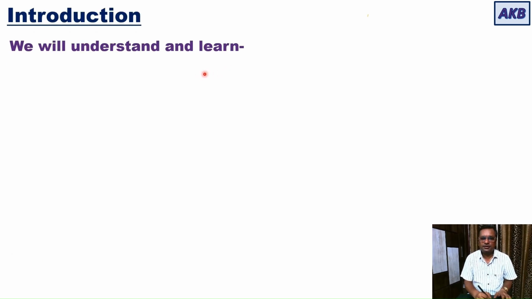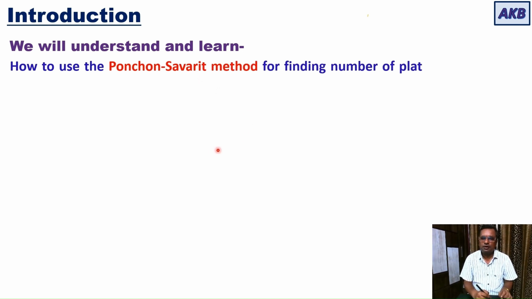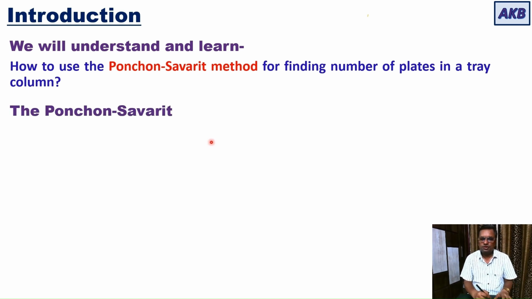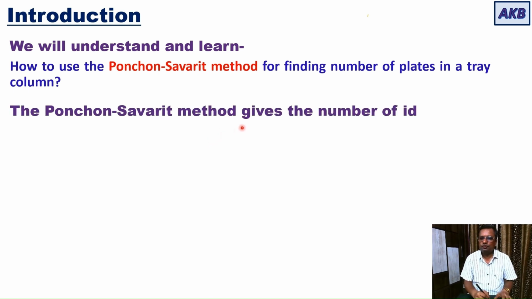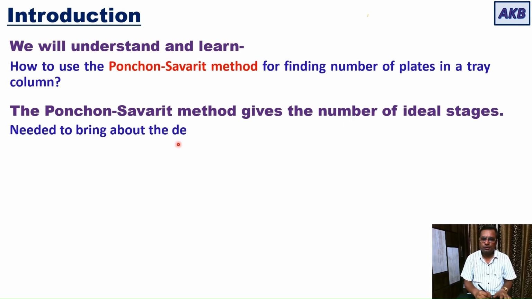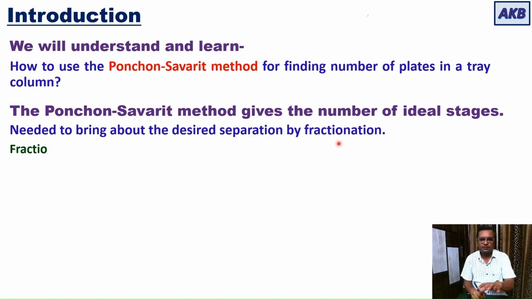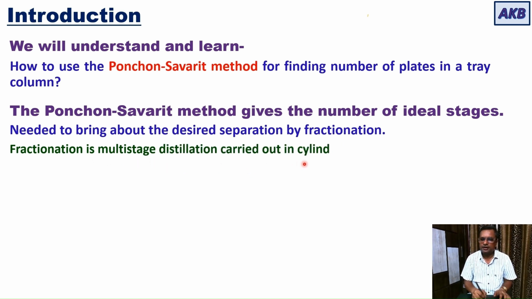So at the end of this video, we will understand and learn how to use the Ponchon-Savarit method for finding the number of plates in a tray column. The Ponchon-Savarit method is going to give us the number of ideal stages that are needed to bring about the desired separation by fractionation. And what is fractionation? Fractionation is multi-stage distillation that is carried out in cylindrical tray columns.